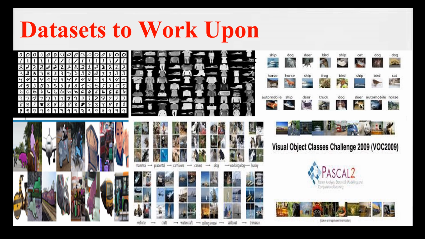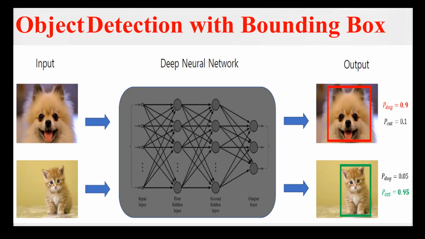and segmentation of objects, and it has 8 different challenges spanning from 2005 to 2012. Now next comes object detection with the bounding box.